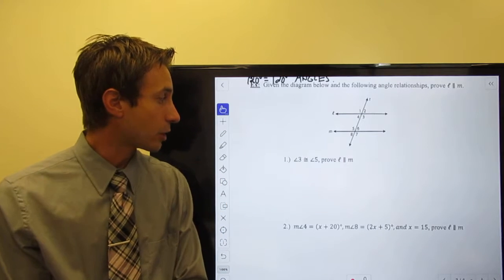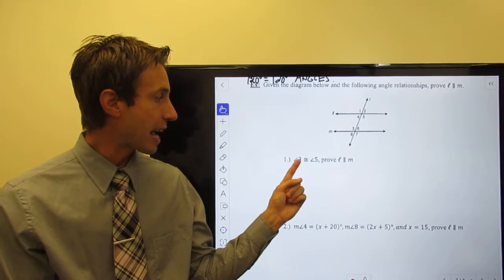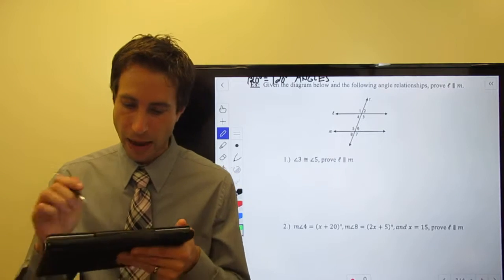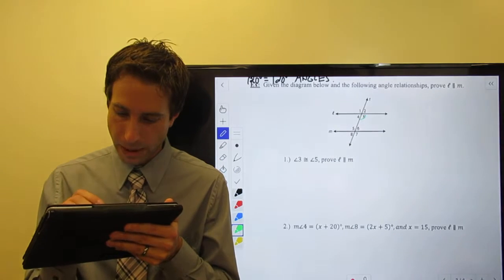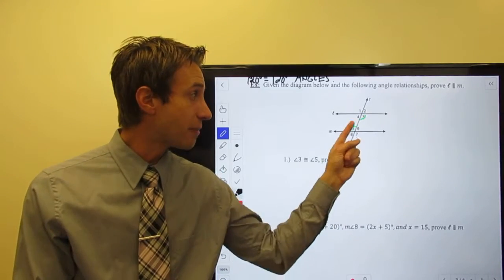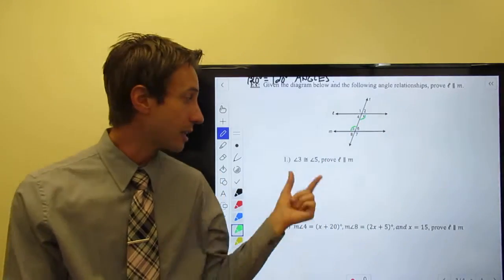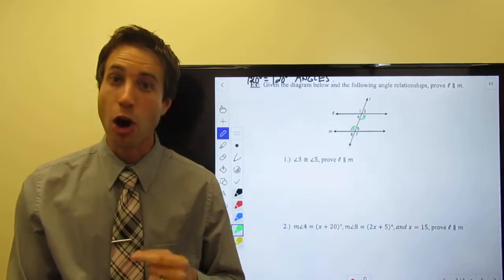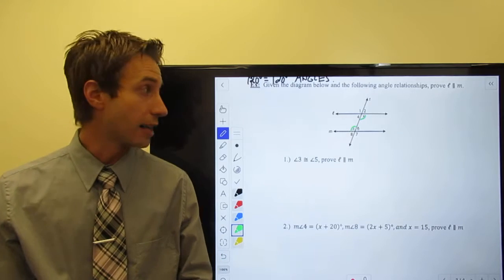Okay, here's what I tell you. The first one, I tell you that angle 3 and angle 5 are congruent. So based on that, in my diagram, I know that angle 3 and angle 5 are congruent. Now, can I use that information, knowing that they are congruent, to prove L and M are parallel lines?